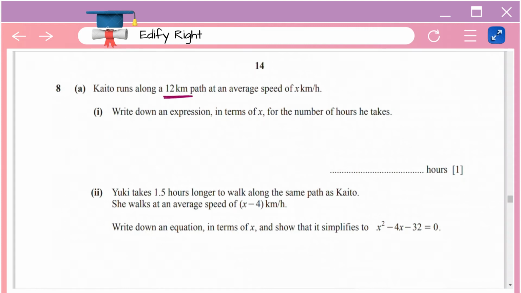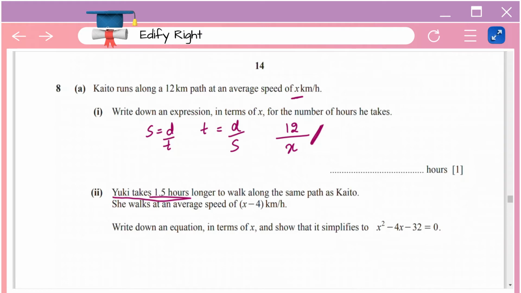Kaito runs along a 12-kilometer path at an average speed of x kilometers per hour. Write down an expression in terms of x for the number of hours he takes. So here, as you know, speed is equal to distance upon time. We need an expression for time. So that would be t is equal to distance by speed. So the distance over here is 12 upon speed, which is x. So this is the expression for the number of hours it takes.